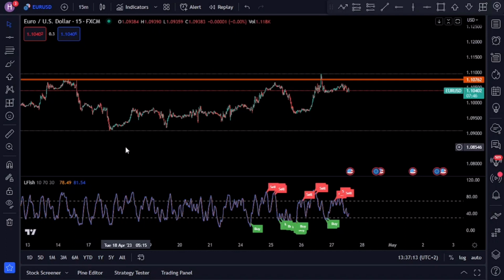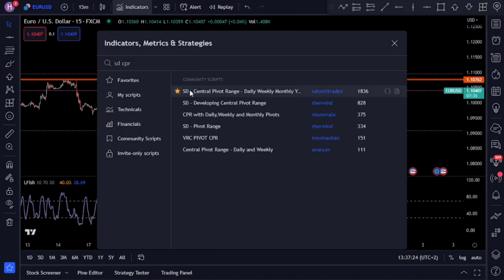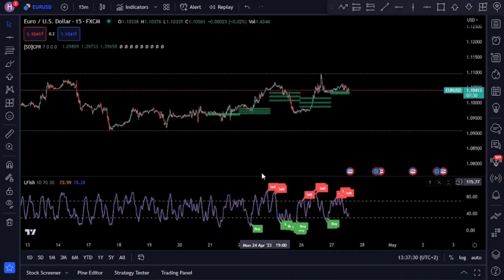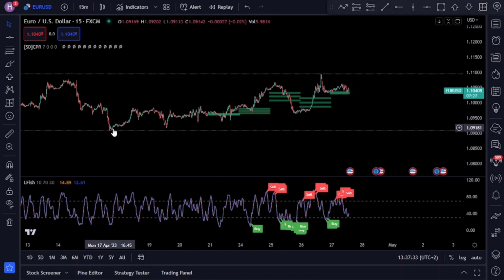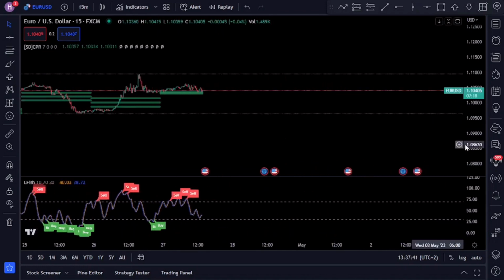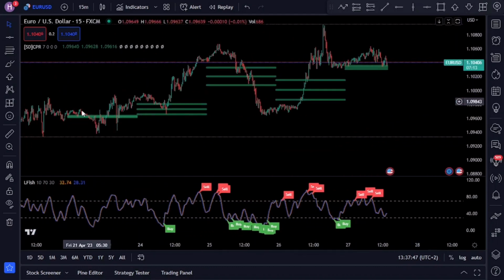Next, navigate to the indicators tab and search for SDCPR. We are going to add the SD Central Pivot Range indicator to our chart, and you'll be able to see the amazing implementation of the pivot algorithm in action. This indicator is incredibly useful for identifying relevant levels of support and resistance based on the CPR algorithm. The algorithm calculates these values every day, giving you up-to-date information on the key price levels that are likely to influence the market. By using this indicator, you'll have a better understanding of where the market is likely to turn and where prices are likely to be met with buying or selling pressure.